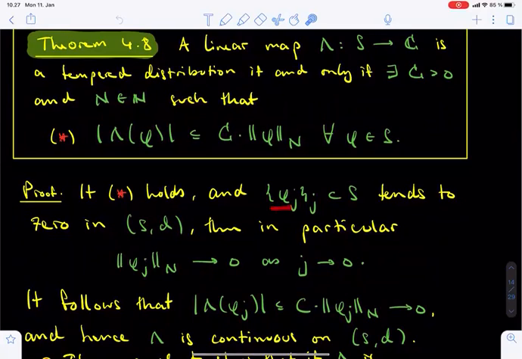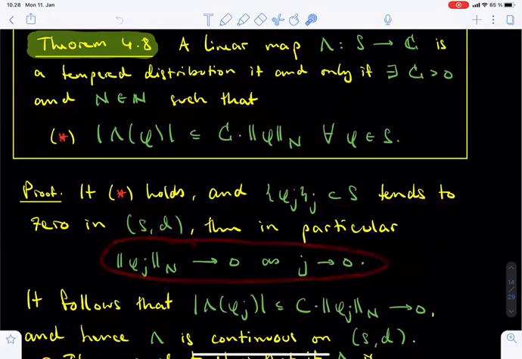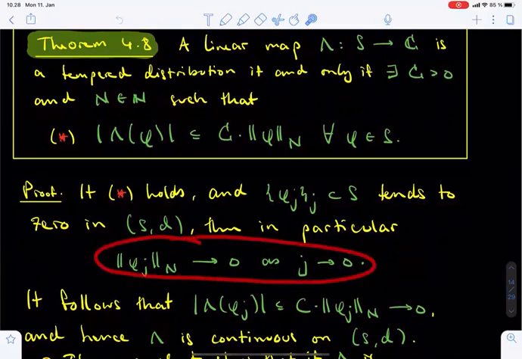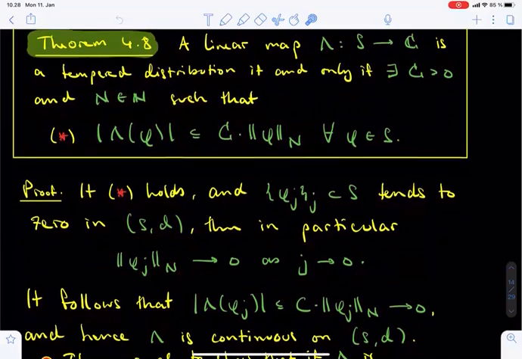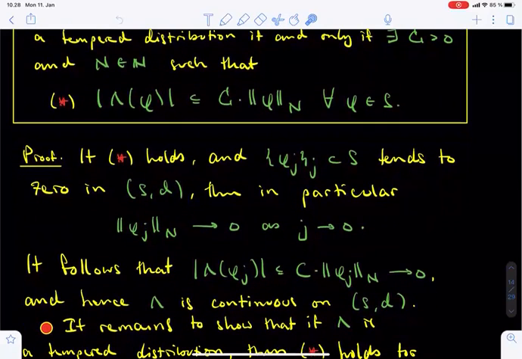If phi j is a sequence of Schwartz functions which tend to 0 in the D metric, then in particular the n norms of the functions phi j tend to 0 for the natural number n appearing in the inequality. It follows that the absolute values of lambda at phi j, which are bounded by c times the n norms of the functions phi j by assumption, also tend to 0. Hence lambda is a continuous linear map on the space S, D.